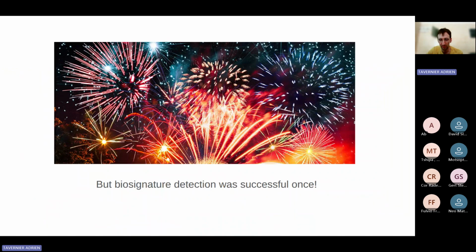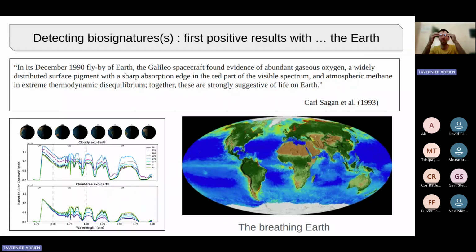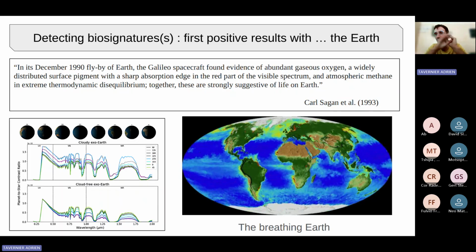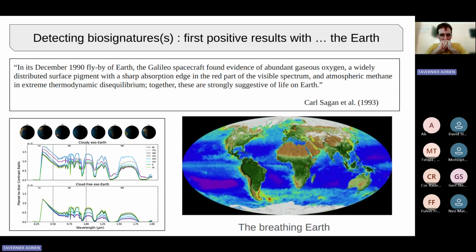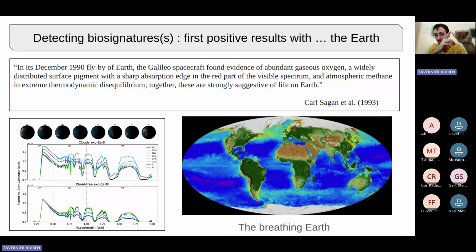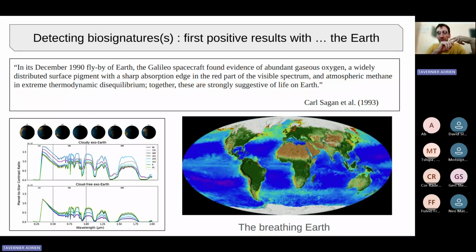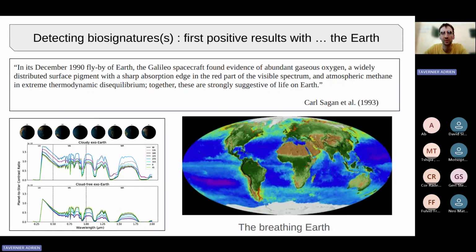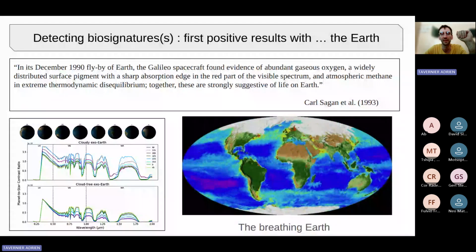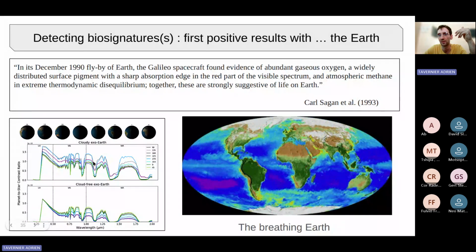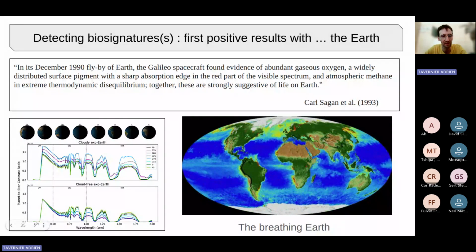So here we don't have a success for biosignature detection, but there was in fact one success once, and it was here. It was the work of Carl Sagan. He used the Galileo flyby to look at the Earth as a planet, and it detected chlorophyll, oxygen for sure, and atmospheric methane. And this is a development to find biosignatures, to see the Earth as a celestial body or as an exoplanet.